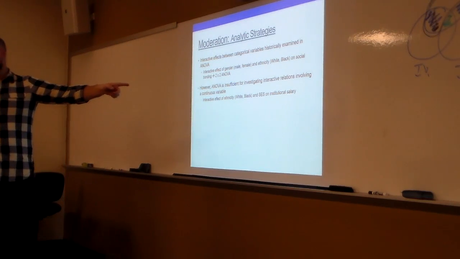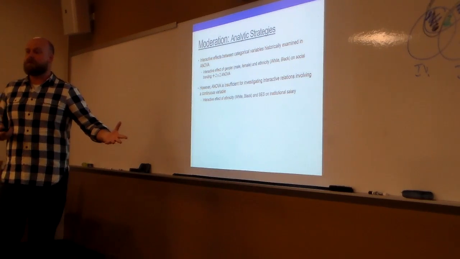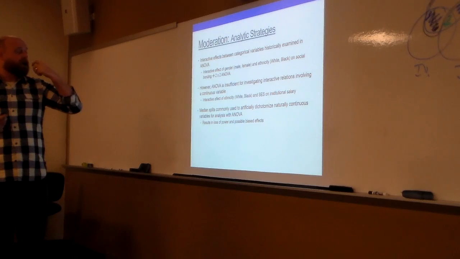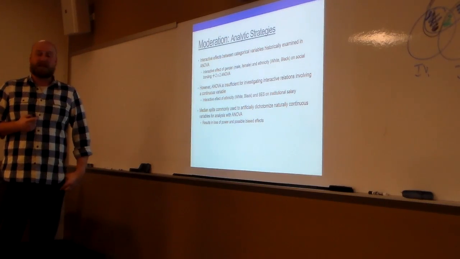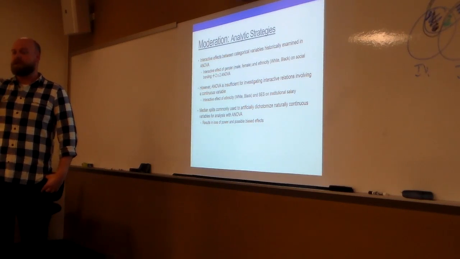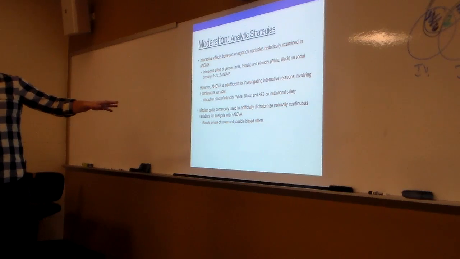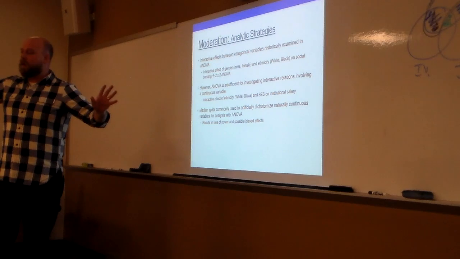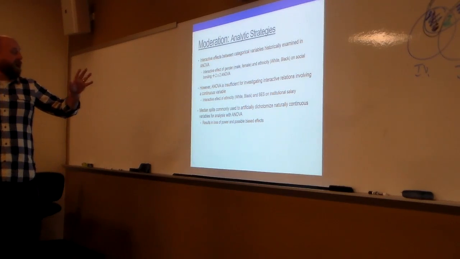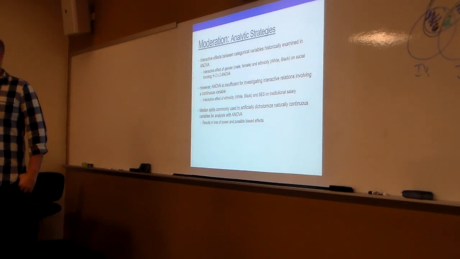But I've got SES, so what do I do with that? It's a continuous variable, right? Historically, what we've done is use median splits, right? We've taken this continuous variable and said, all right, here's the median, everything above is this, everything below is this. We turn it into a dichotomous variable, and now we can run it in our ANOVA model, okay?